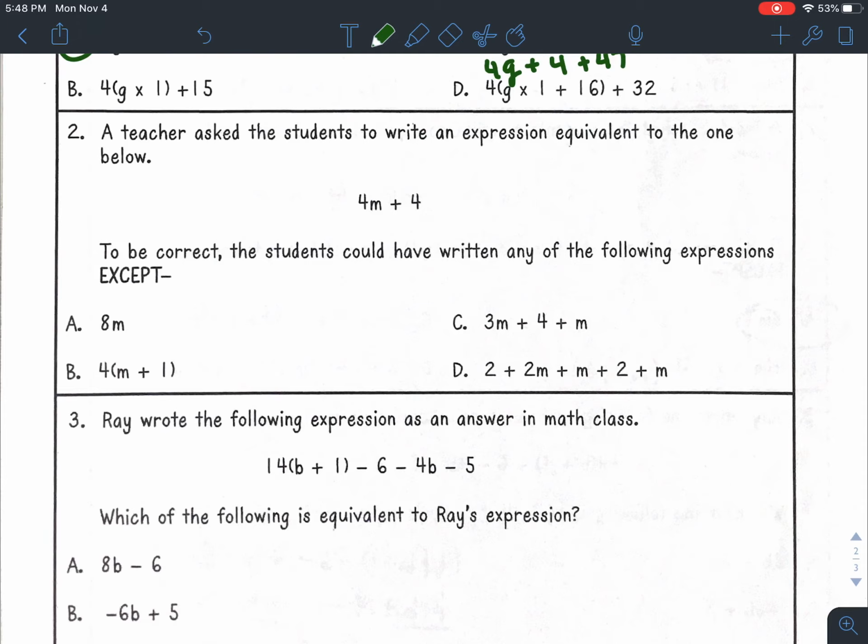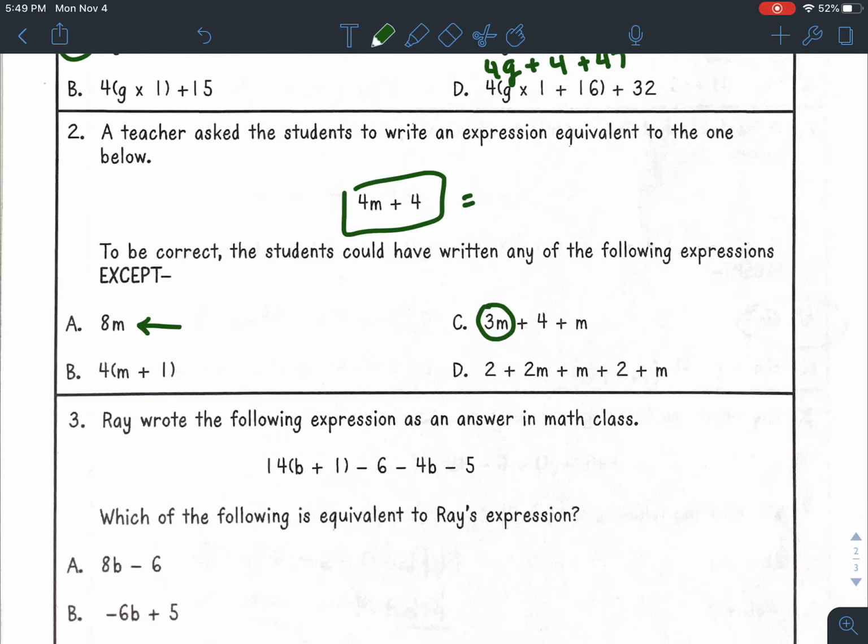The next question says, a teacher asked the student to write an expression equivalent to the one below. So I have 4m plus 4. To be correct, the students could have written any of the following expressions except, so I want to find the wrong answer. And again, this is my simplified version. I'm looking to see which one I can combine. So here, 8m. If I have 4m plus 4, can't really combine that to just say 8m. In order to do that, this 4 has to have an m in there, and it doesn't.